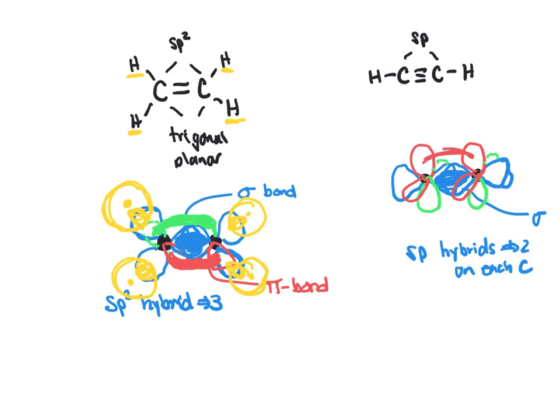So I can overlap here above the plane of the sigma bond and below. That's 1 pi bond. And then I can overlap here in front of and behind the sigma bond. That's my 2nd pi bond. And so I end up with 2 pi bonds, one that's above and below, and one that's in front of and in back of.